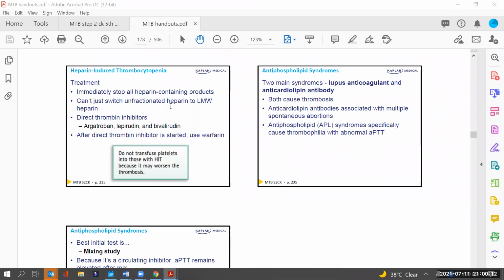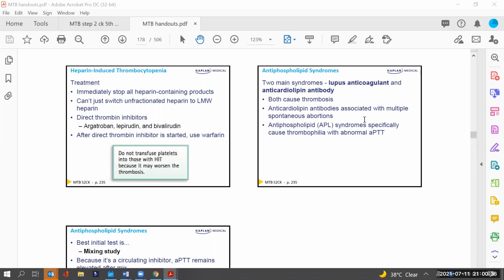So we have the next one, Antiphospholipid Syndrome. Most commonly we call this APLA syndrome. There are actually two things in Antiphospholipid Syndrome. One is lupus anticoagulant and another one is anticardiolipin antibody. These two together are named Antiphospholipid Syndrome. Both cause thrombosis. In both of them we will see thrombosis. Anticardiolipin antibodies are associated with multiple spontaneous abortions.